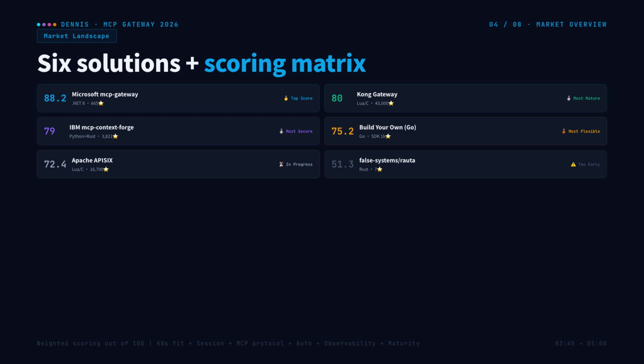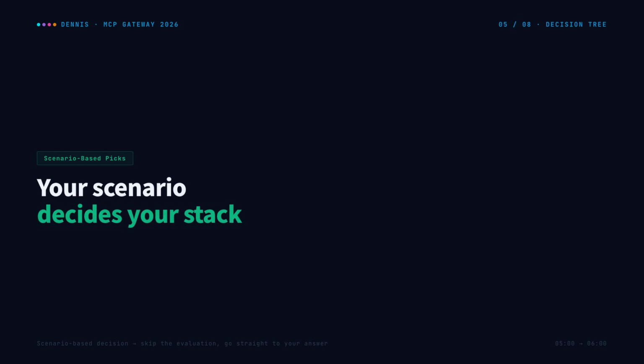Fifth is Router by False Systems, written in Rust for extreme performance with only 7 stars, very early stage. Sixth is Dragon by Portaler Network, a Scala-based distributed architecture with only 4 stars. The Kubernetes deployment guide is not even written yet. Finally, there is the build your own option, using Go with the Mark III Labs MCP Go SDK. A basic gateway is around 200 lines of code with full control. Score 75.2. So how do you decide which one to pick?